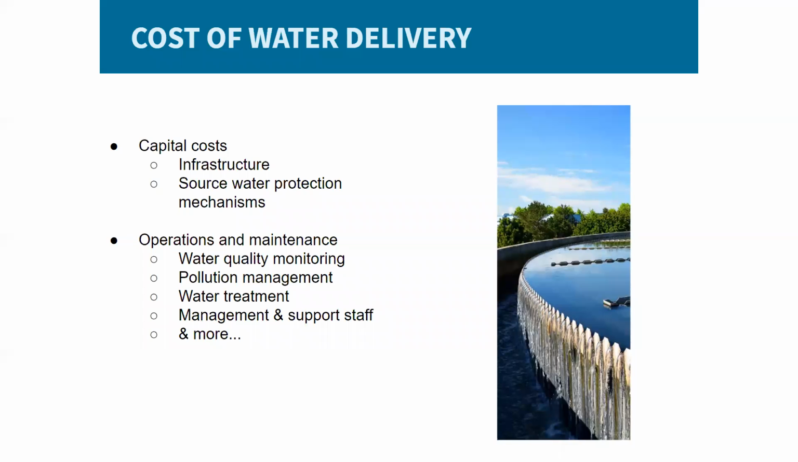The second category of costs to consider is operations and maintenance. Operations and maintenance costs include water quality monitoring of the system's source water, treatment itself, water storage and pumping water from the treatment plant to the consumer, and the overall inspection and maintenance of the water system's infrastructure to ensure it is capable of continually delivering clean and safe water to the consumer without disruption.